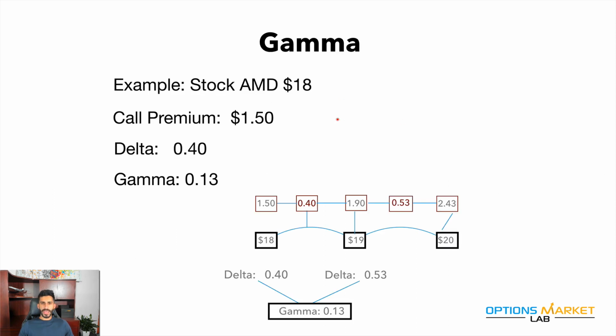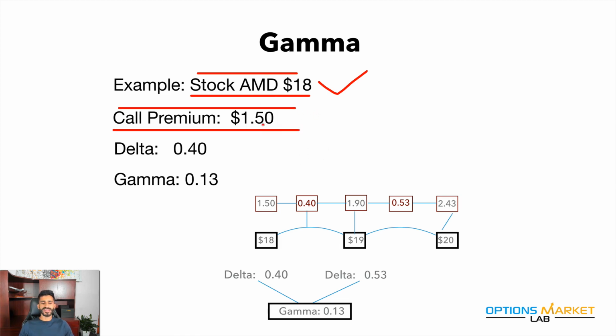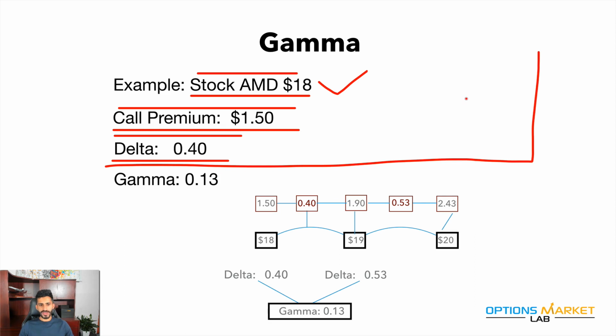So this is how gamma gets added. This is how gamma works. So let's say stock AMD is at $18, okay? Let's say the call premium is $1.50. And let's say the delta is 40 cents. So let's just focus on these three. Don't focus on gamma. Let's just focus on what we have covered. Now, if stock AMD goes from $18 to $19, how much does the premium increase?